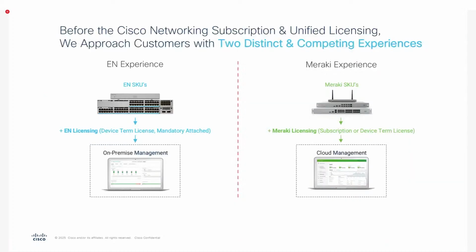So we'll get into the unified experience overview. All right, before we launched the Cisco Networking Subscription and our unified licensing back in November with our Wi-Fi 7 launch, we had these two distinct experiences. If you were an enterprise customer, you were buying Cisco SKUs and licensing with DNA licensing, and then putting things on your Catalyst Center on-prem.